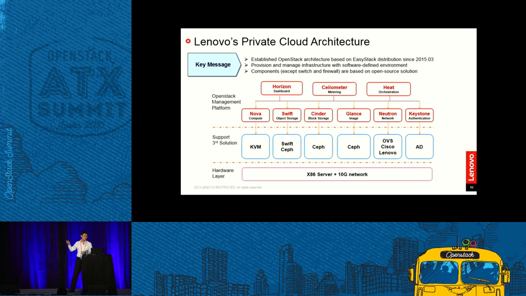And the upper layer is the OpenStack layer. The components used are Nova, Swift, Cinder, Glance, Neutron, and Keystone. These are all core projects of OpenStack, and at the moment these are the mature projects in OpenStack. So Lenovo chose to use very mature technology for OpenStack. And above, there is Horizon and Ceilometer for the monitoring of the systems, and also they use Heat for orchestration.